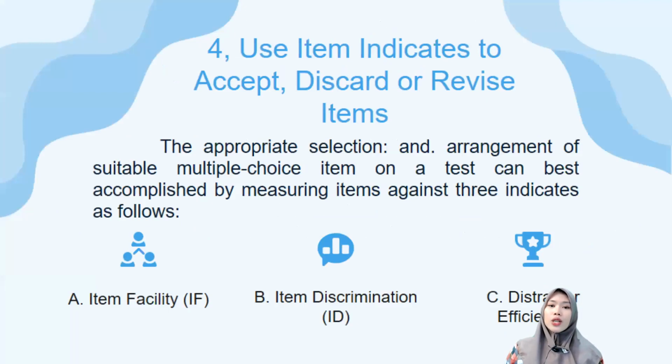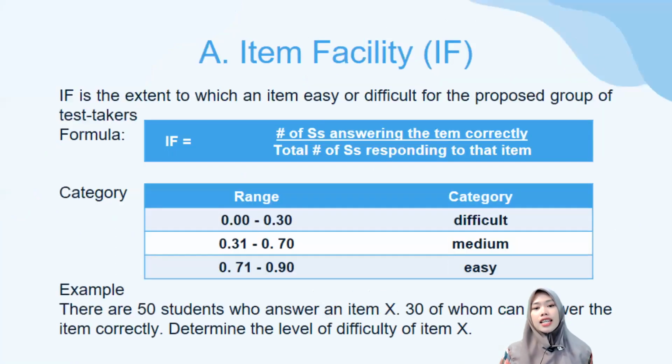And then number 4, use item indices to accept, discard, or revise items. Okay, the appropriate selection and arrangement of suitable multiple choice items on a test can be best accomplished by measuring items against 3 indices as follows. A, item facility or IF. B, item discrimination or ID. C, distractor efficiency.